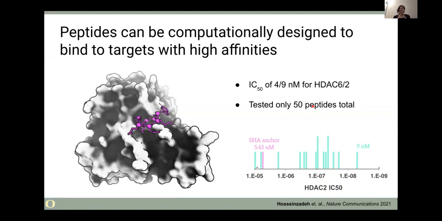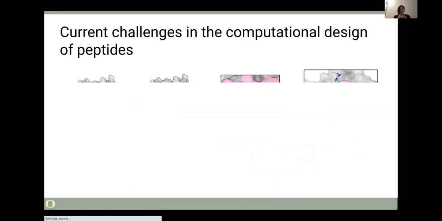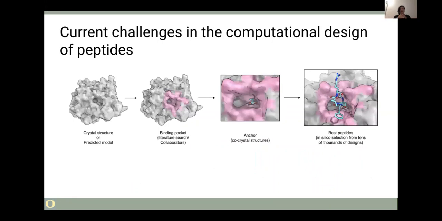And note that we only test 50 instead of thousands of peptides in a library. And the best binder binds with 9 nanomolar affinity, which is, I would say, pretty good for histone deacetylase 2. And we have one that binds with 4 nanomolar affinity to histone deacetylase 6. So that's awesome. The method works. We now have a pipeline that you can walk through, going from a structure to a binding surface, to an anchor, and then to a peptide design pipeline.